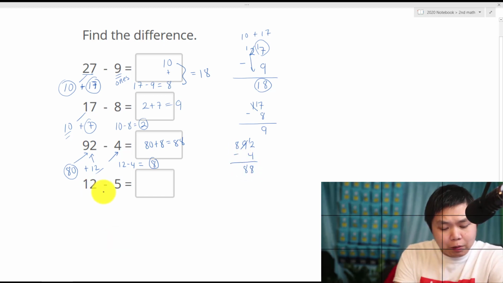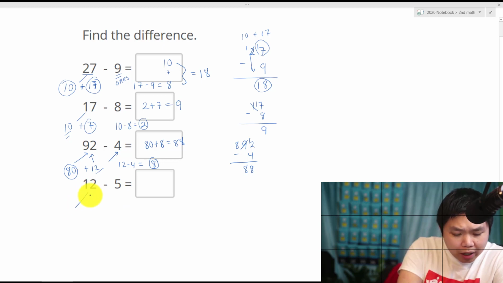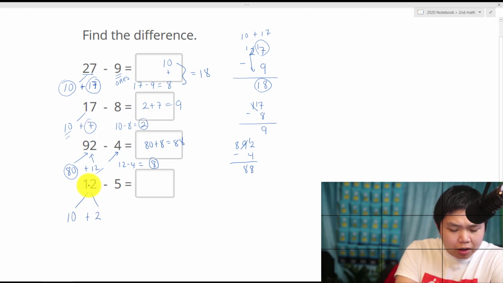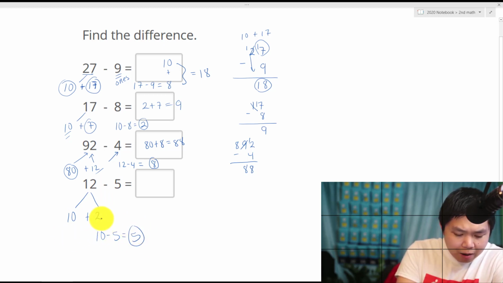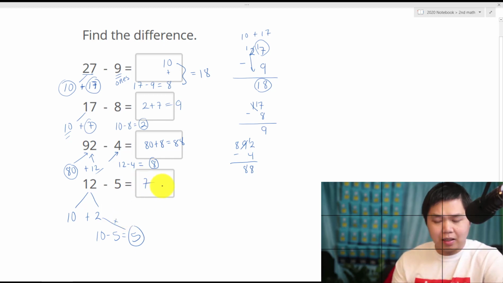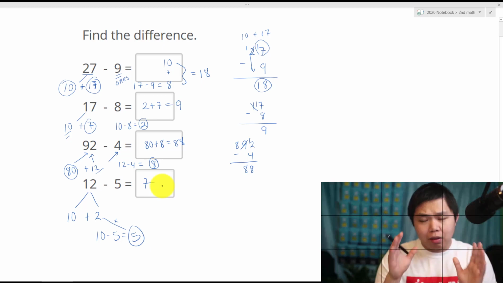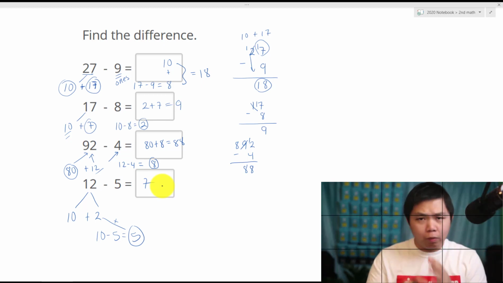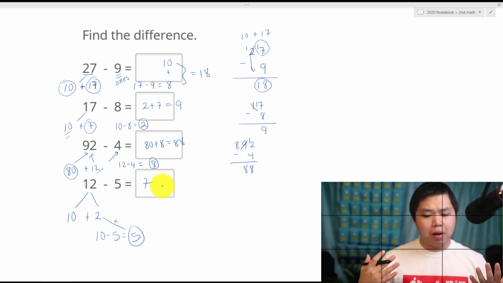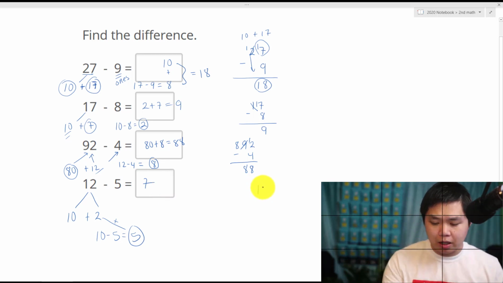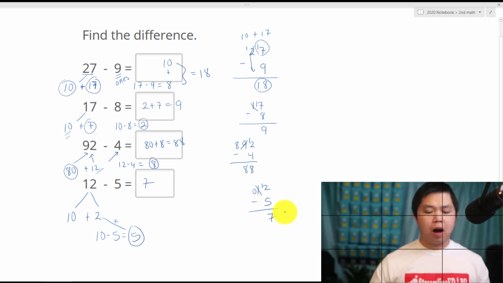Now, let's do the last one. We have 12 minus 5. So we can break this. I know that 12 can be broken down to 10 plus 2. And what is 10 minus 5? That's 5. And what's 5 plus 2? That's 7. There you go. Isn't that easy? So by breaking a larger number into smaller parts that we can work with, we can now do the math in our head really easily. And if you don't like, you just write it down. 12 minus 5. Borrow. This becomes 0. That becomes 12. And there you go, 7. So either way, it works.